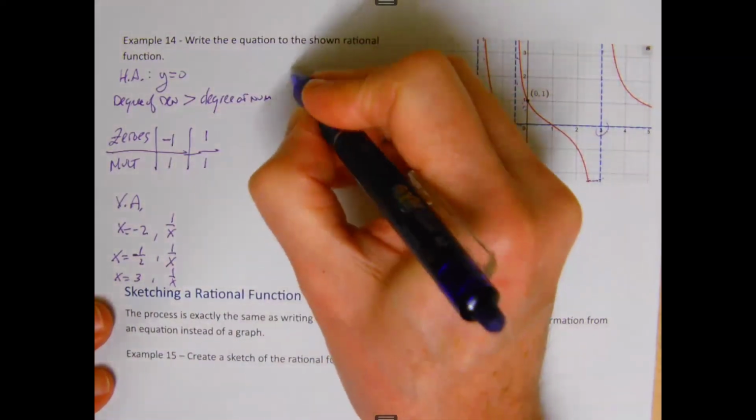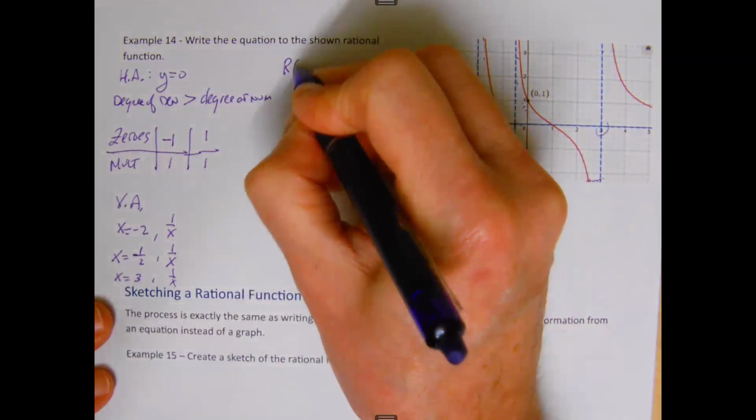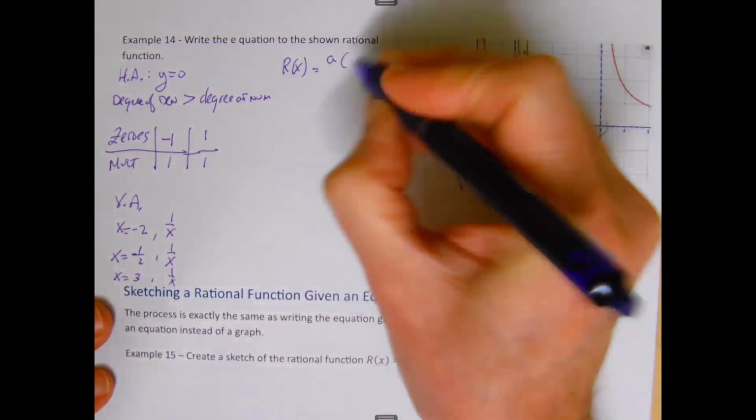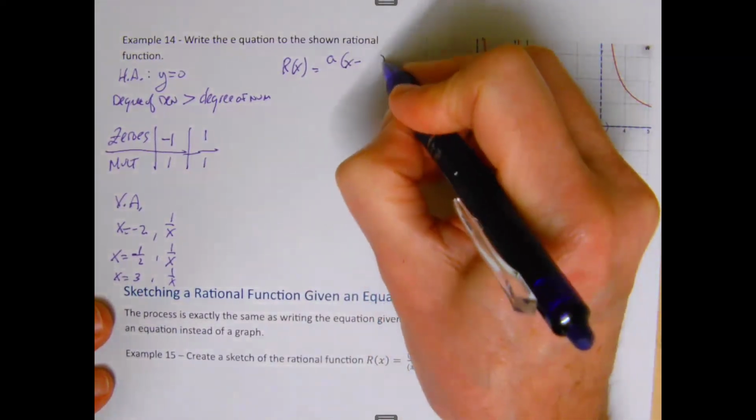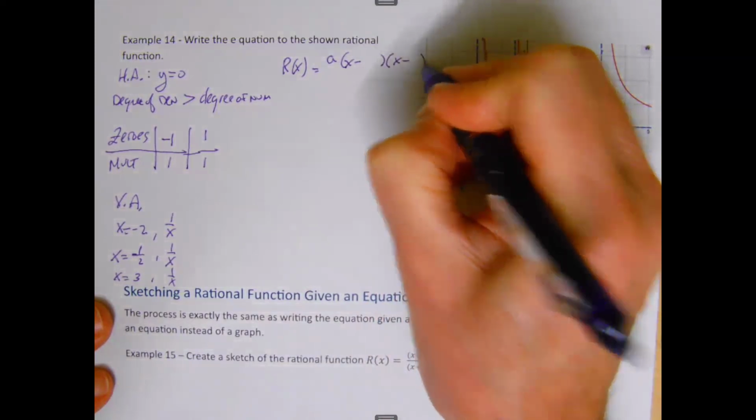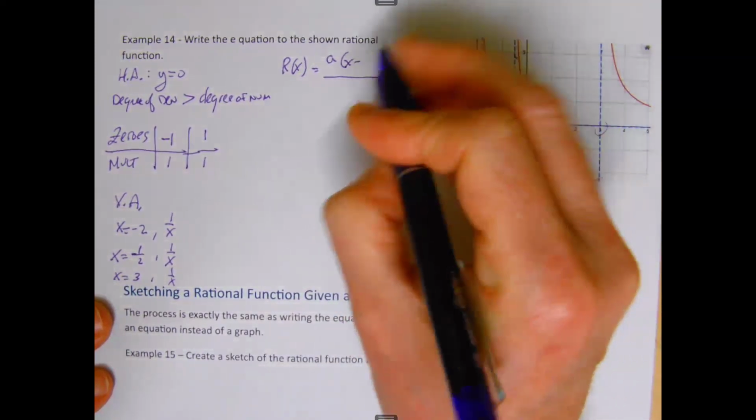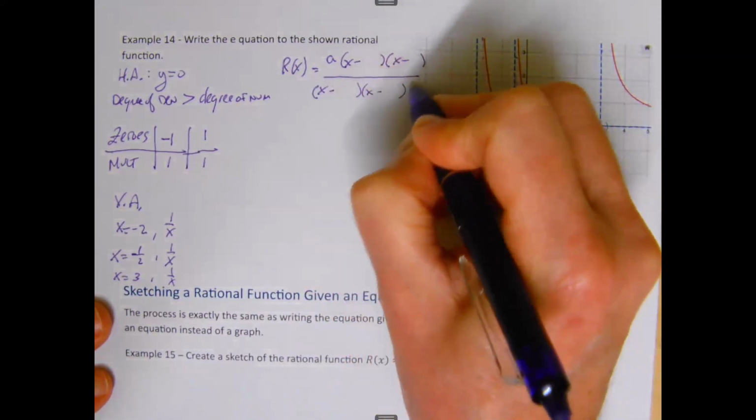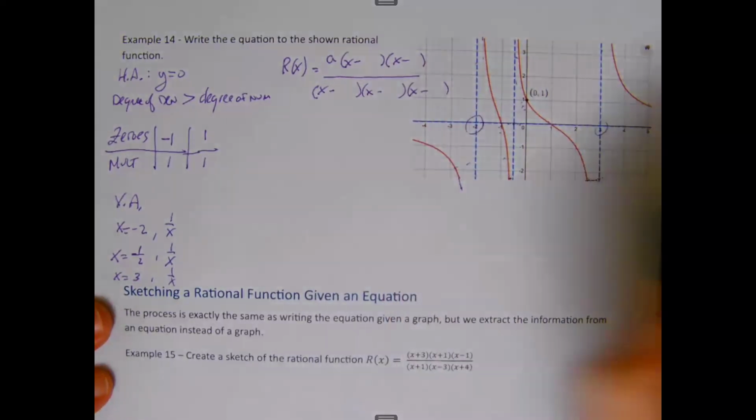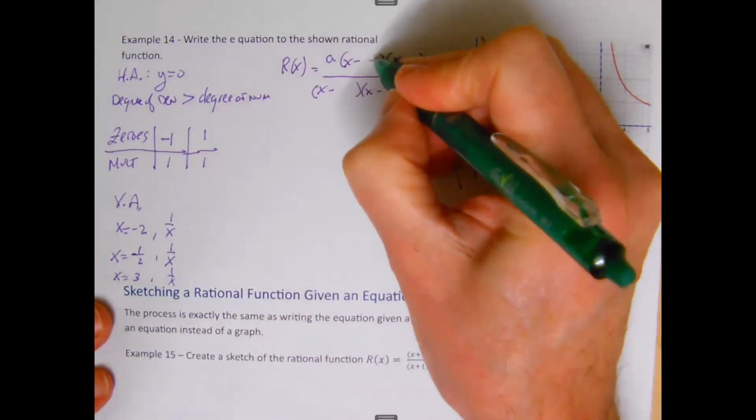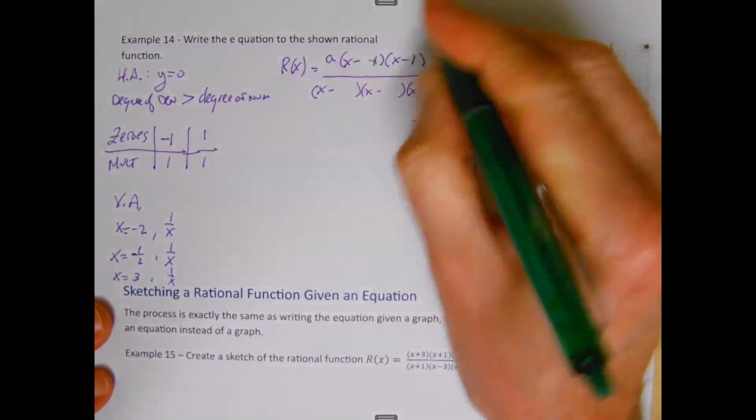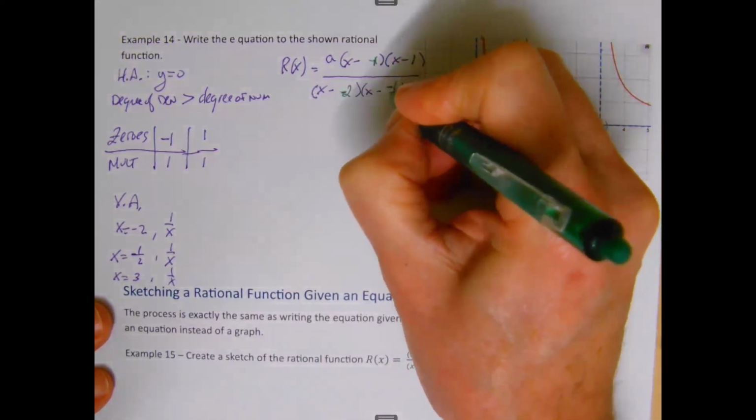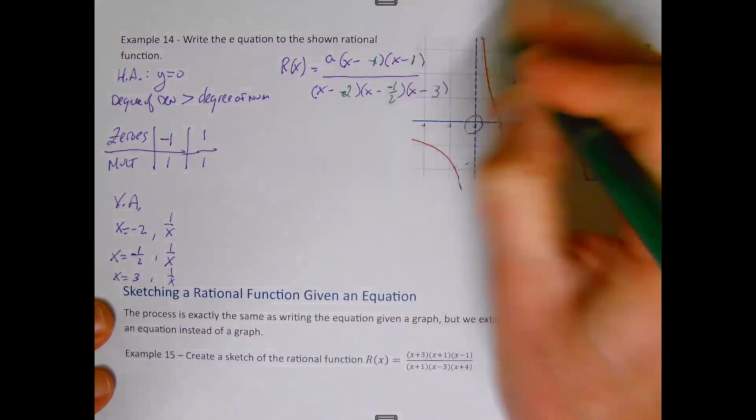So now I'm going to put all of this together. What is this function that I have so far? Well, it's going to be a, this unknown, times x minus, and x minus again, over a denominator that consists of three things: x minus, x minus, x minus. And now I'm putting in my values. The zeros are -1, 1, and the denominator zeros are -2, -0.5, and 3.